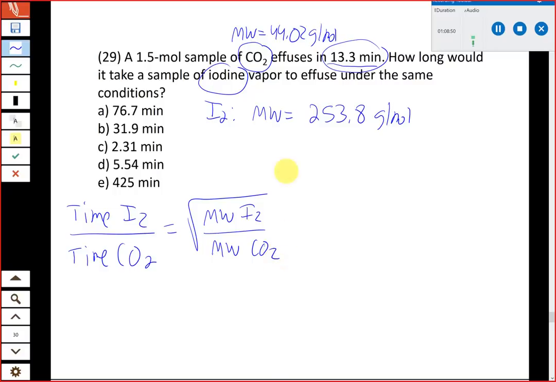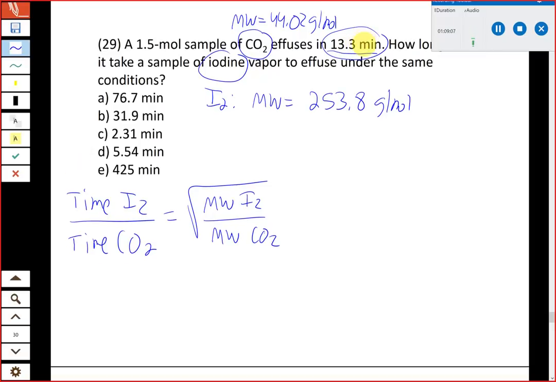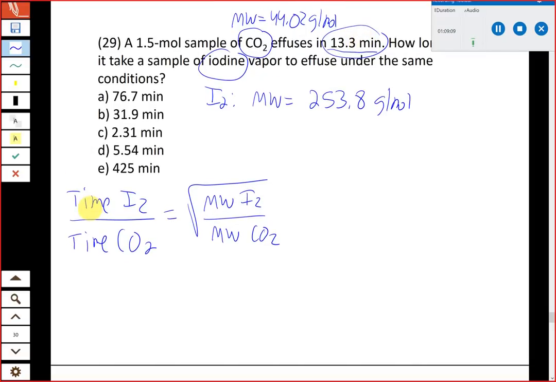All right? So because I2 is heavier, it should take a longer time, and then that means the molar mass and the amount of time that it takes are going to be directly related to each other. If we're dealing with rate of effusion, you'd have to flip one side of this equation for it to work, but here we're dealing with the amount of time that it takes. All right? So then what we can do is start putting in the numbers.